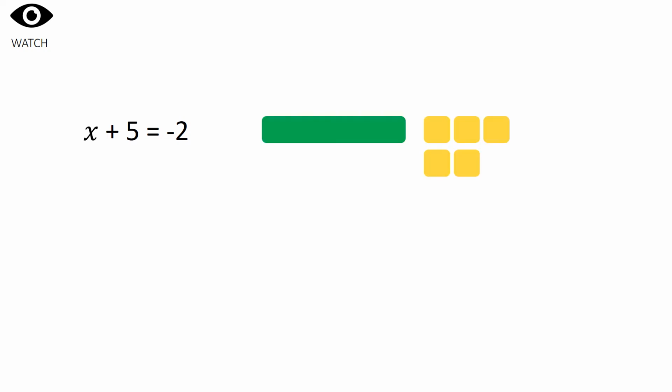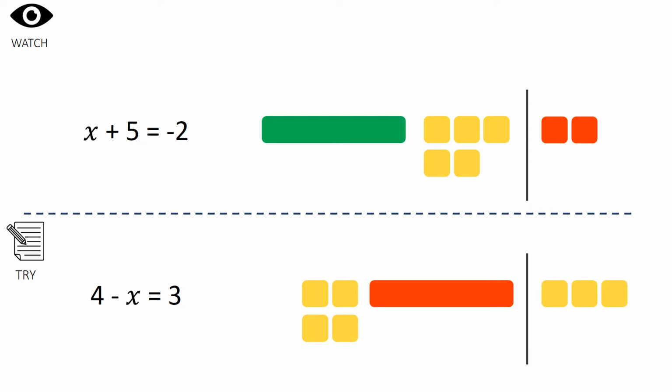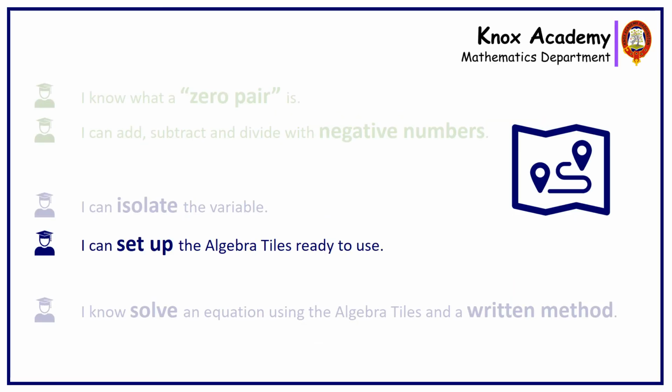understand. So here's another one, x plus 5 equals negative 2. So there's the x and the positive 5. And that equals negative 2. 4 minus x equals 3. So there's the 4 and the negative x. And that equals 3 positives. So we would do a bit of that, like I say.